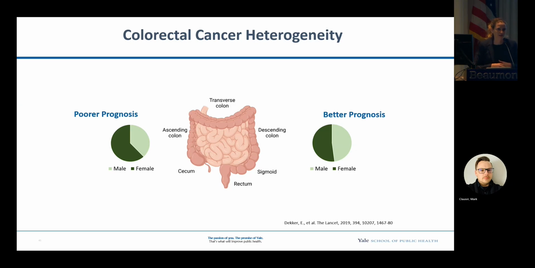To me, this was quite striking, and I wondered whether there could be strong metabolic differences that underlie these different regions of the colon.